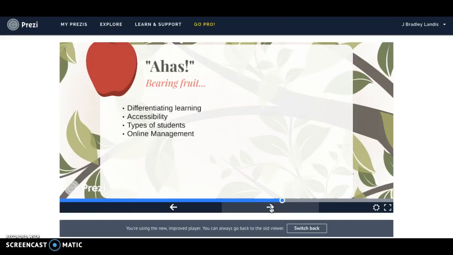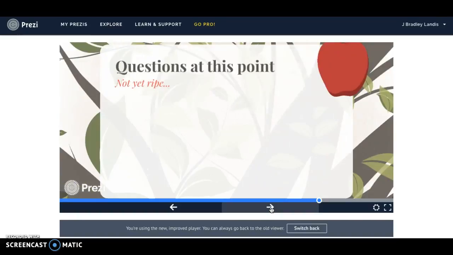So once you nurture, set your guidelines, and manage your discussions, you're going to start to bear these fruits: differentiated learning is going to increase motivation. The accessibility is something that really came to light, with different types of students, from those with disabilities to elite athletes, and then the overall online management that I went over. Those are the four things that I really took away from this course, and that intrigued me. And then questions at this point.